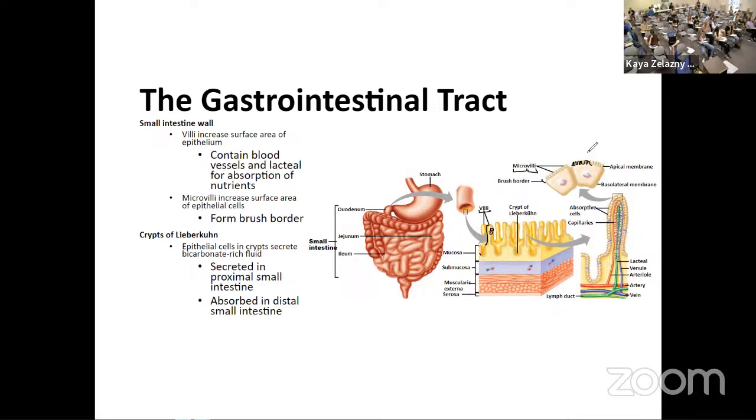So this is forming what we call a brush border because it looks like the surface of a brush. So this is all just about duplicating surface area over and over again so that we have lots of room for absorption.